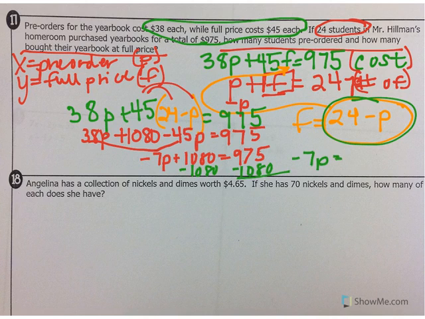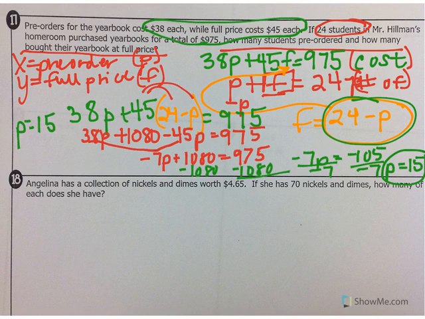equals negative 105. And then you divide by negative. So when you're dividing a negative by a negative, you should get your pre-orders as 15. So P equals 15. And I can plug this in to the second equation up here to figure out what F is.